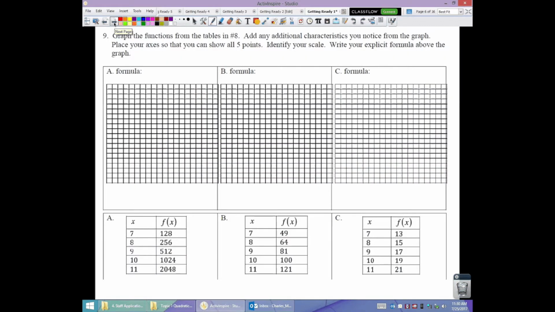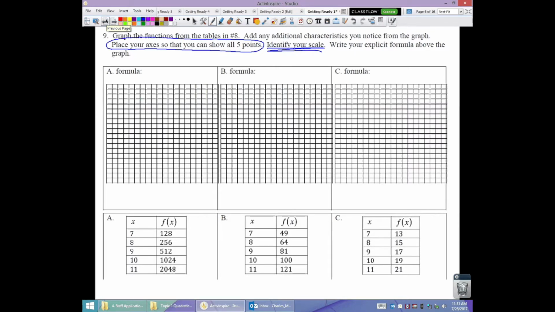All right, on the next page, it asks us to graph the 6 functions from the last problem, the 6 we just looked at: linear, exponential, and quadratic. It's important here that you place your axes so that you can show all 5 points. You need to show me, somehow identify your scale. Now it asks for the explicit formula for each one. We already wrote those, so we can just recopy them at the top.